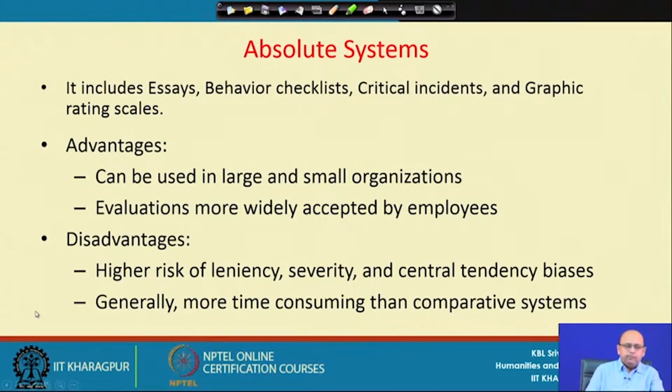Then from relative systems we are moving to absolute systems, and in absolute systems what happens? We are talking about 4 different kinds of things: essay, behavior checklist, critical incidents and graphic scales. The advantage is that you have absolute standards against which the performance is measured, and it is more accepted by employees, right. But the disadvantage is that you may be lenient, strict, or you rate everybody as average, and it is more time consuming than comparative systems. And when these absolute systems are developed, they are based on certain parameters. So, that is very important to understand.